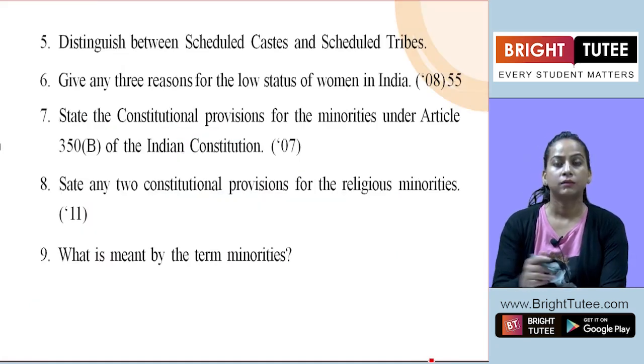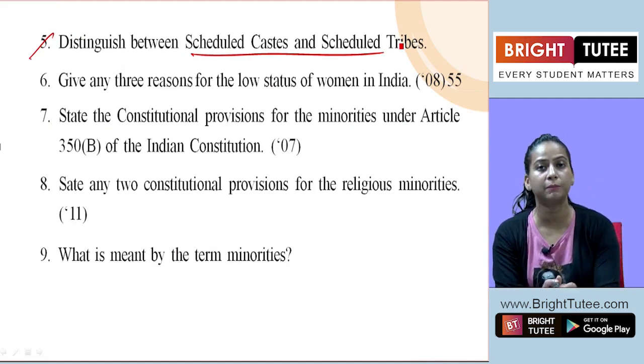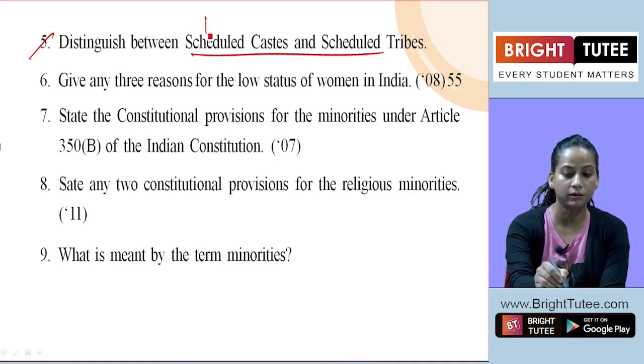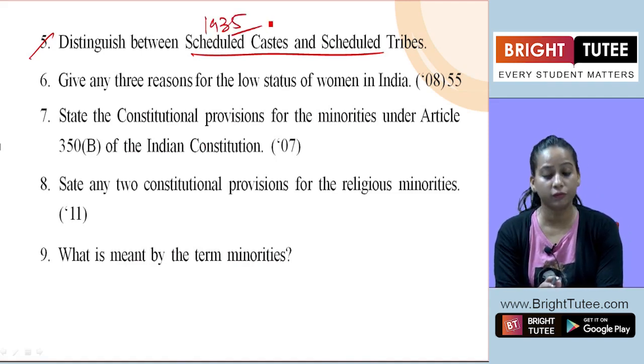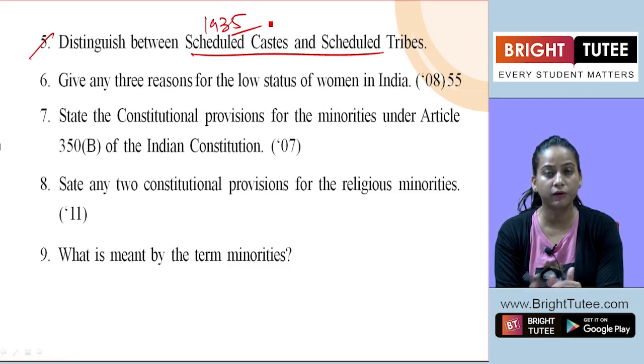The next question they have asked: distinguish between scheduled caste and scheduled tribe. So we have to define the meaning of both. We can say that scheduled caste is the term used by the Simon Commission and then incorporated into the Government of India Act of 1935 and was adopted for castes which were given special provisions under compensatory or positive discrimination and are known by different names such as untouchables or Harijans, even Dalits. Different names were given to them.